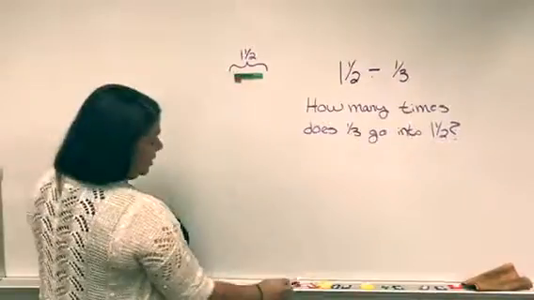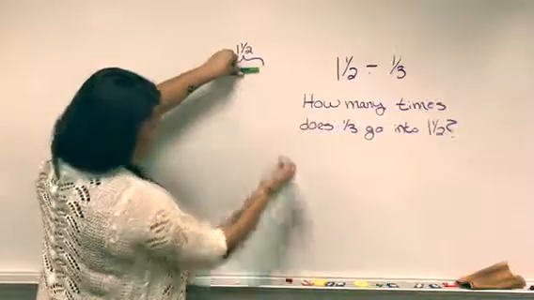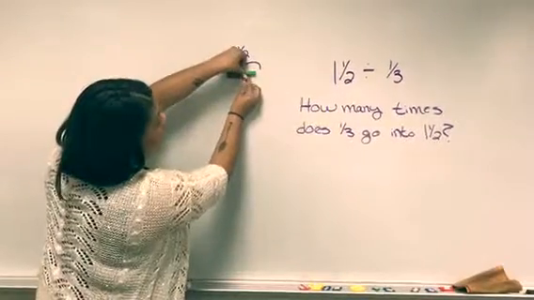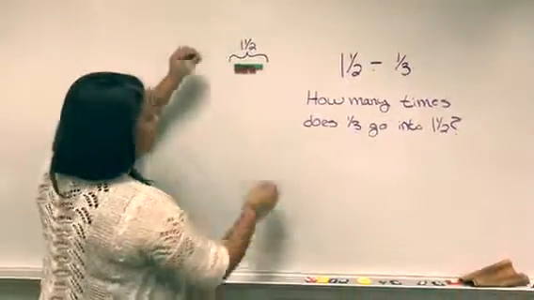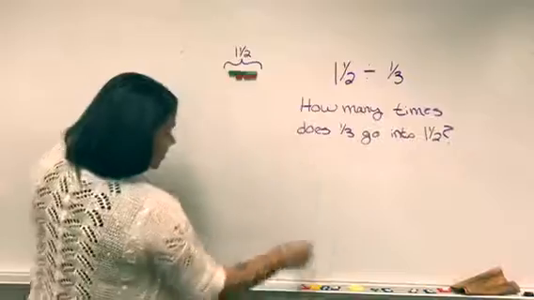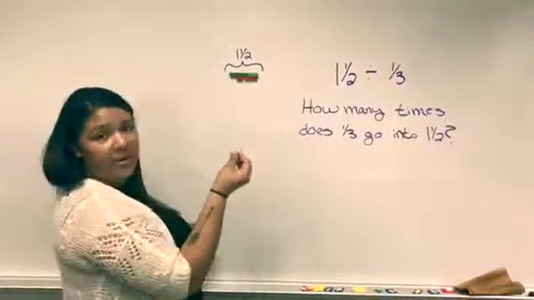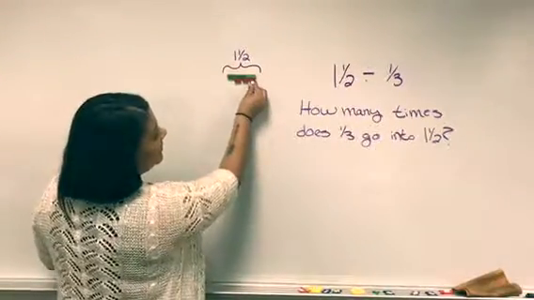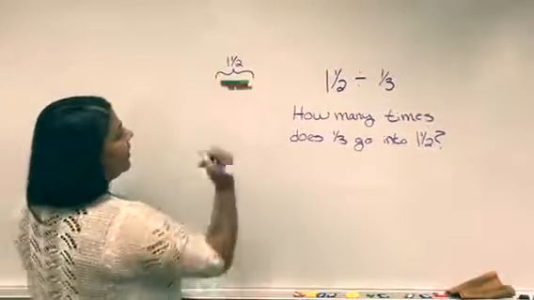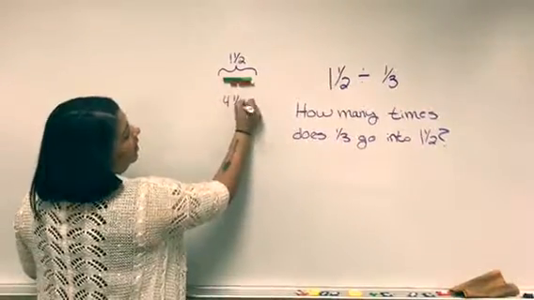So there's 1, 2, 3. We have room for one more. There's 4. And we have that half that we had in the last problem because it's half of this 1/3. And there we have it. So 1/3 can go into 1 and 1/2, 4.5 times.